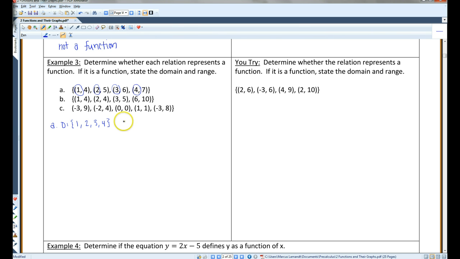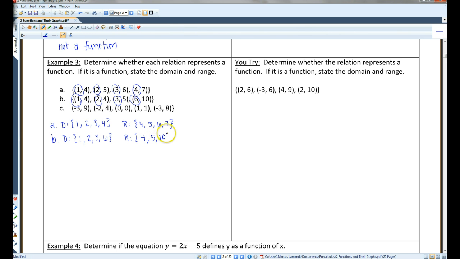Okay, and the range 4, 5, 6, 7. For part B, once again, none of the x's are the same. So we've got 1, 2, 3, 6 for the domain, and the range is 4, 5, and 10. You don't have to write the 4 twice.